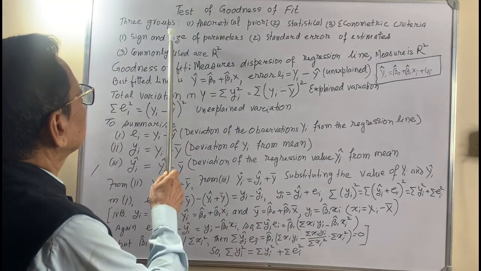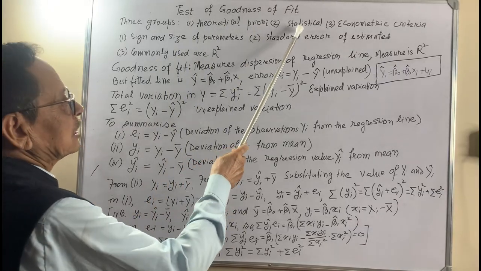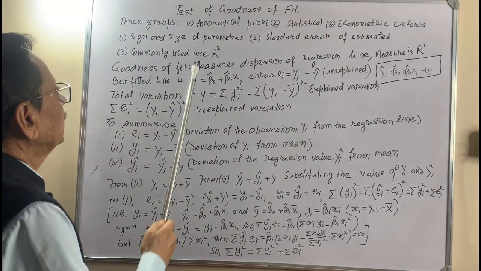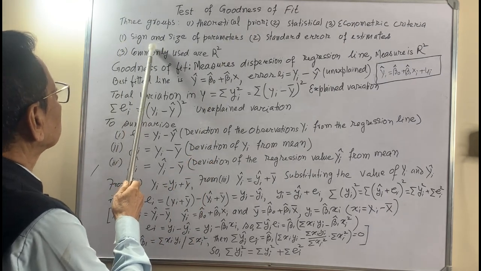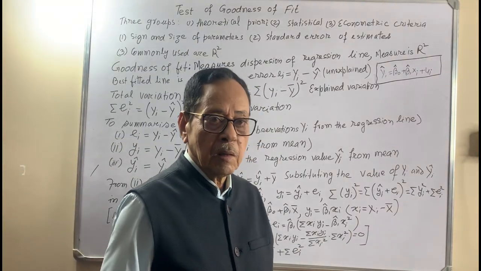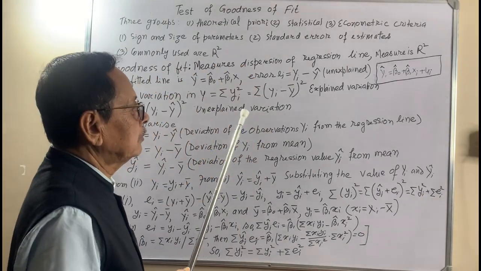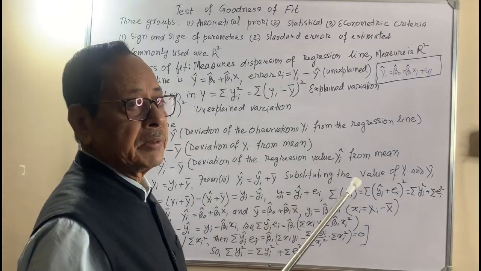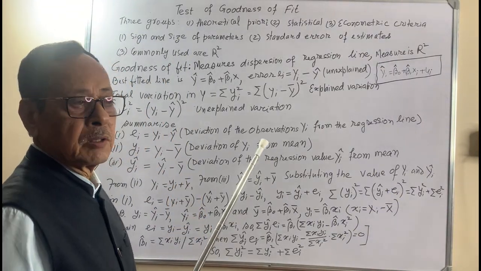So there are three groups: theoretical a priori, then statistical and econometrical criteria. So in theoretical a priori, generally, we examine the sign and size of parameters. So when we fit the straight line, y is a function of x, and the line is y is equal to beta naught or alpha plus beta x. So those alpha and beta are the parameters.